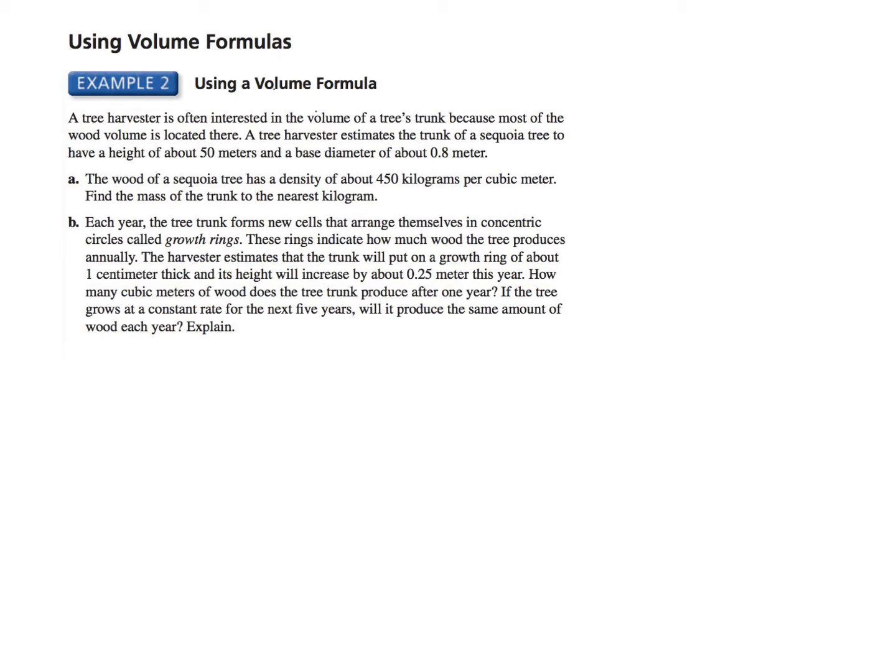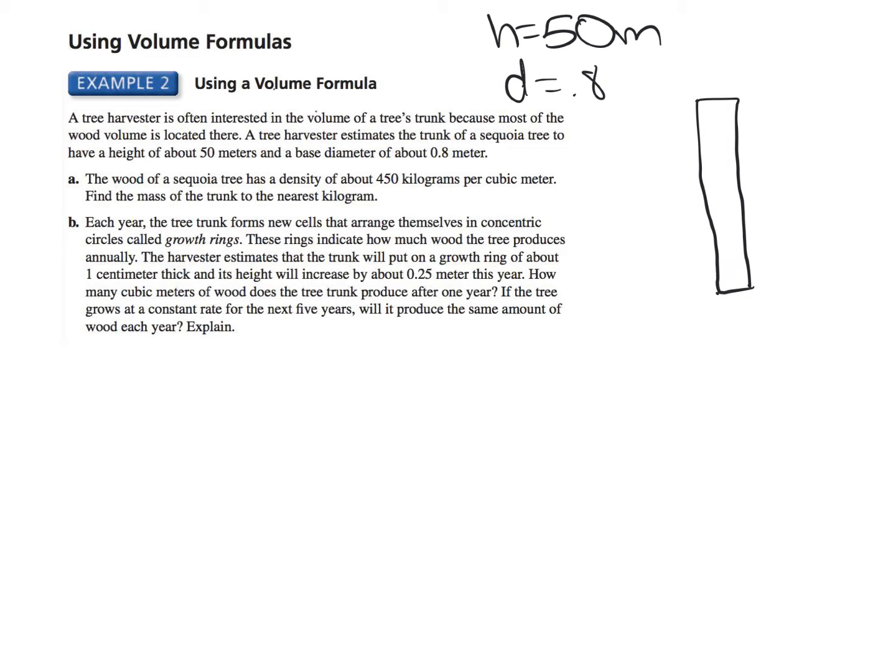So a tree harvester estimates the trunk of a sequoia tree to have a height of about 50 meters. I'm just going to label things as we come in. So height is 50 meters, and a base diameter of about 0.8 of a meter. If you just logically think about a tree trunk, it looks like something like this, right? It's rounded, and it's got a circular top and bottom. So we're looking at a cylinder, by the way.